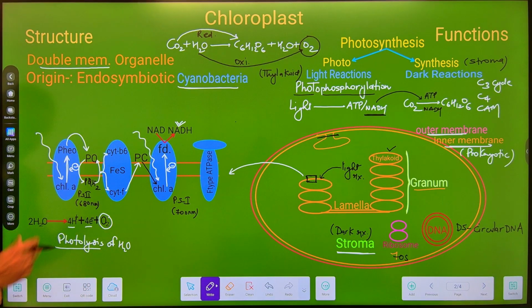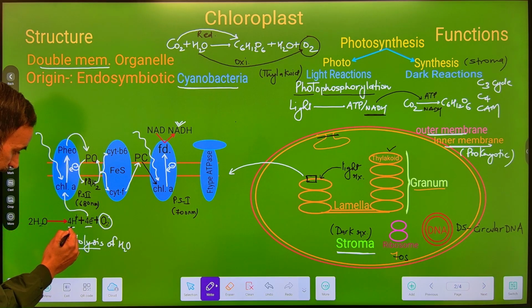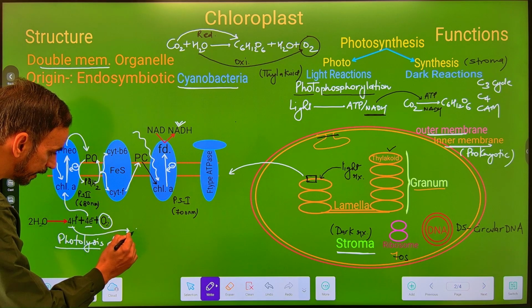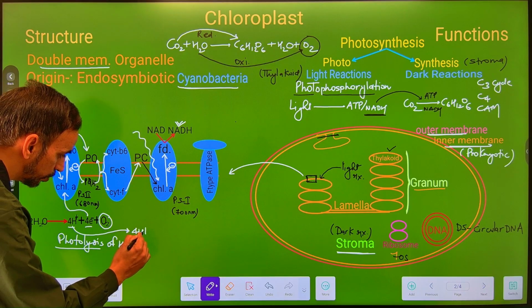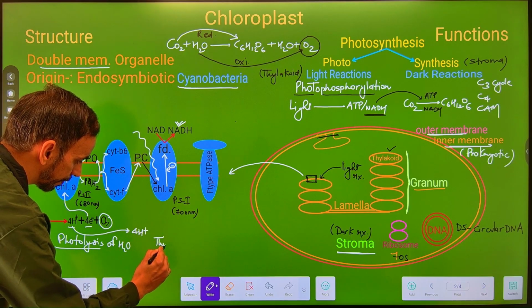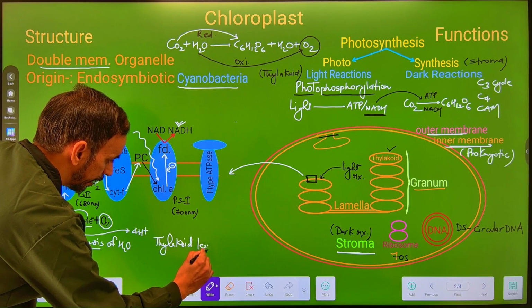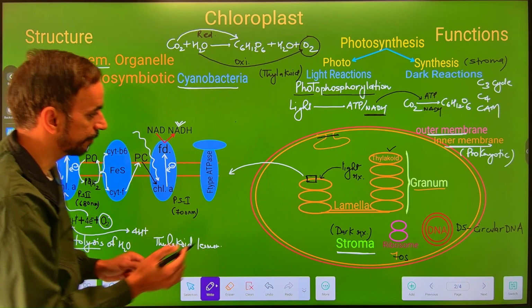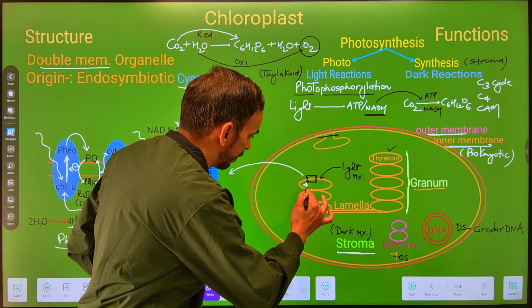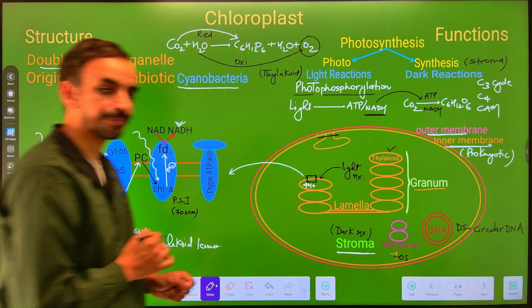Now the 4 electrons will be transported towards the reaction center of photosystem II to meet the deficiency, and at the same time there is a release of 4H+ ions into the thylakoid lumen. ये जो जगह है ये क्या है, ये थाइलेकॉइड की ल्यूमन है, like this. यहां पे 4H+ ions आ गए.